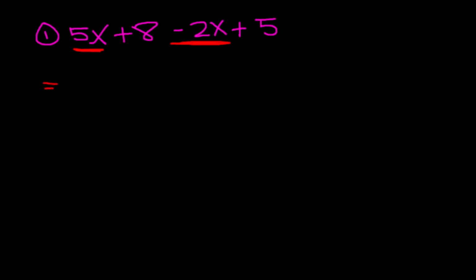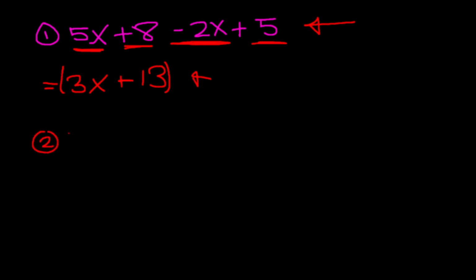Alright, 5x minus 2x would give you 3x. And the other like terms are the constant terms, which have no variables. Positive 8 plus positive 5 is going to give you 13. So from this expression, we can simplify it and make it a lot shorter into this expression right here. Alright, let's move on to the second example.